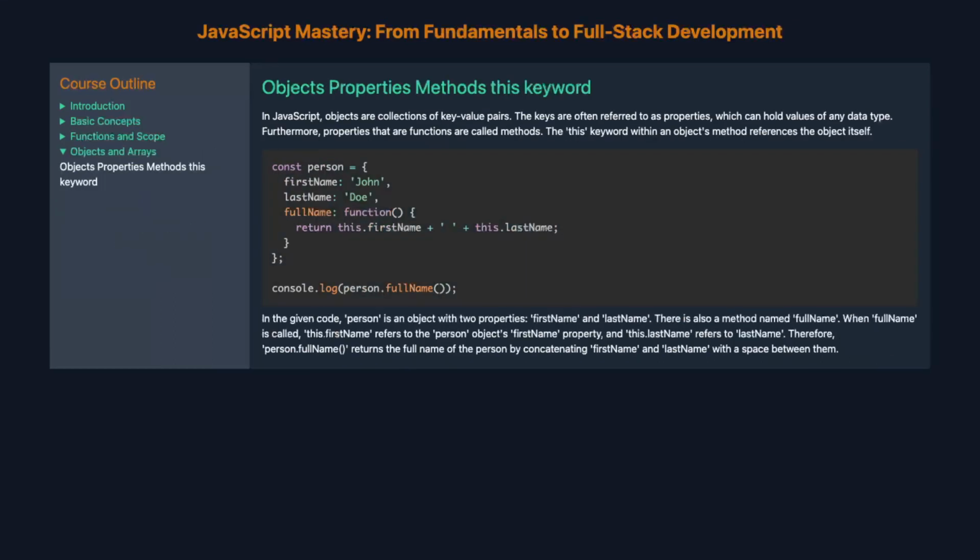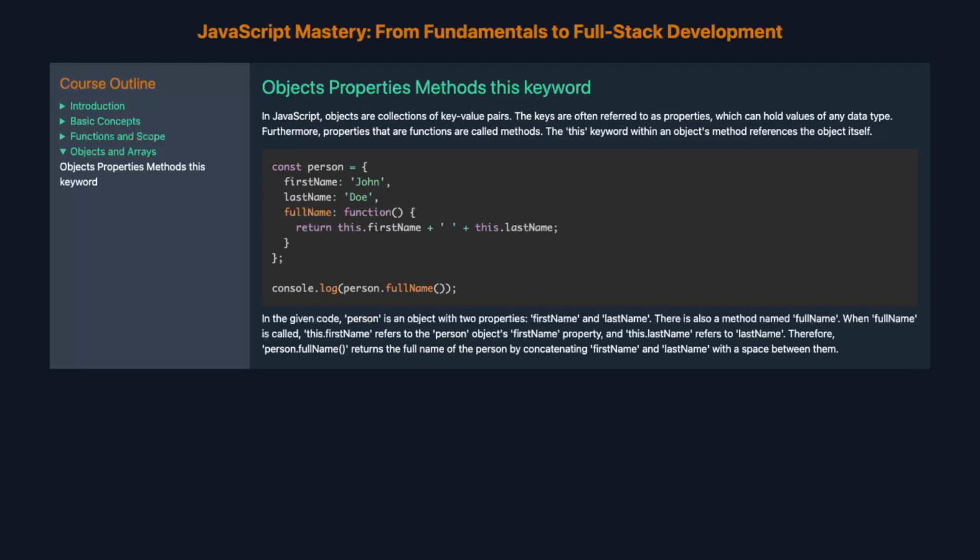Objects, properties, methods, this keyword. In JavaScript, objects are collections of key-value pairs. The keys are often referred to as properties, which can hold values of any data type. Furthermore, properties that are functions are called methods. The this keyword within an object's method references the object itself.